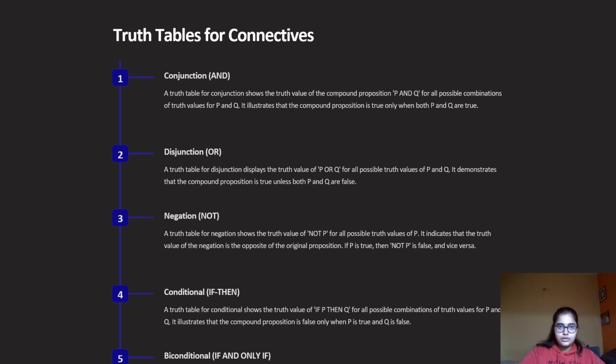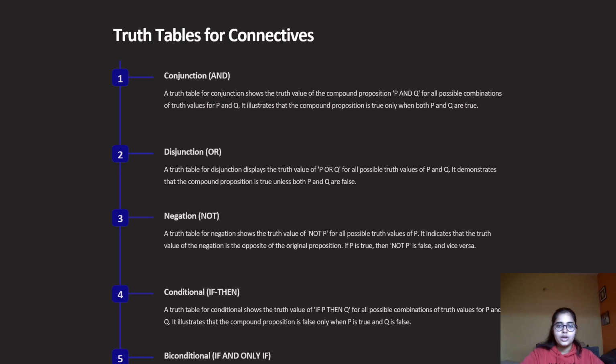Now let's learn about truth tables for connectives. First is AND gate. A truth table for conjunction shows truth values for the compound proposition P and Q for all possible combinations of truth values for P and Q. It illustrates that the compound proposition is true only when both P and Q are true. Disjunction, which is OR gate: a truth table for disjunction displays the truth values of P or Q for all possible truth values of P and Q. It demonstrates that the compound proposition is true unless both P and Q are false.